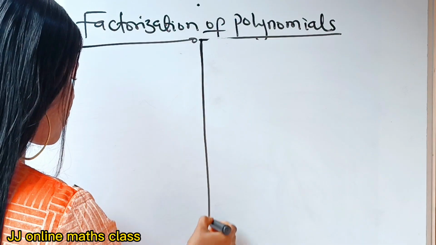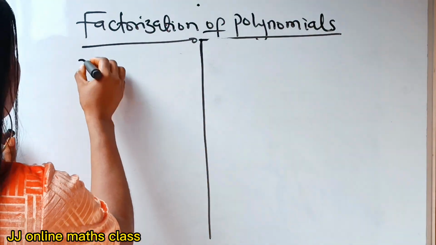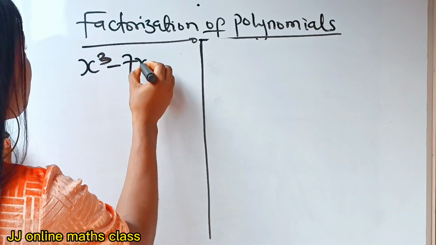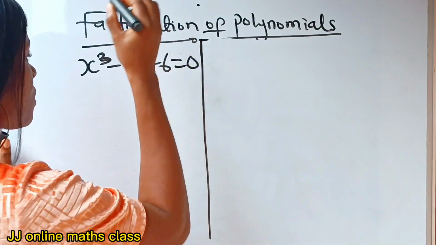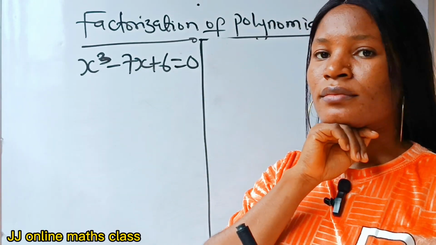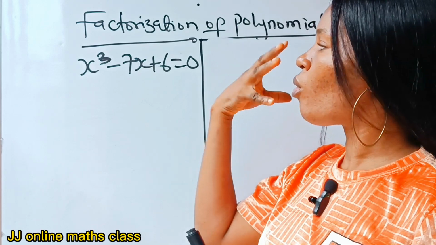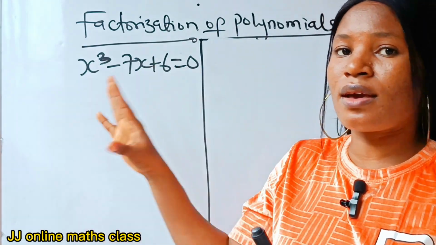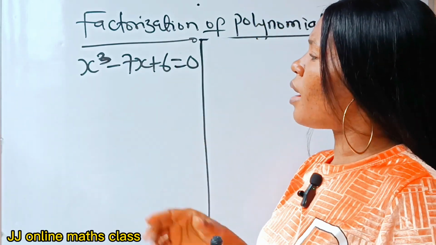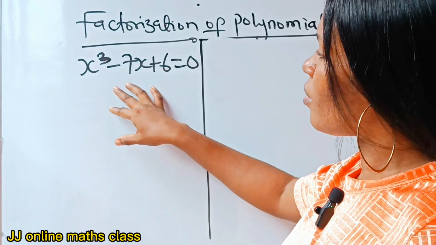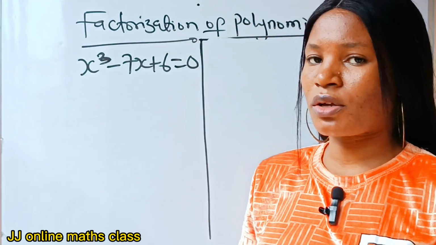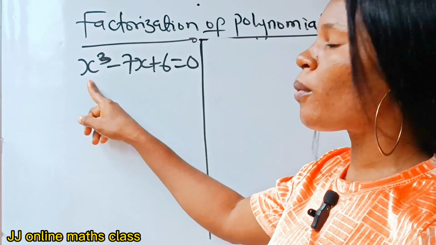All right. Now the last one says that we should solve x to the power of 3 minus 7x plus 6 is equal to 0. Did you notice something here? Notice that there is no x squared. x squared here is 0. So what do you do to this kind of question? The first thing is we are going to use trial and error to get our first factor. So we are going to try 1 as usual.